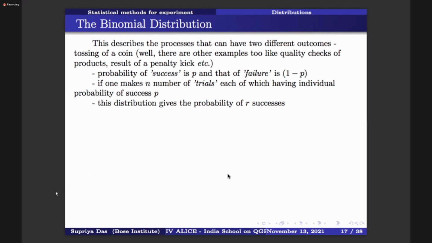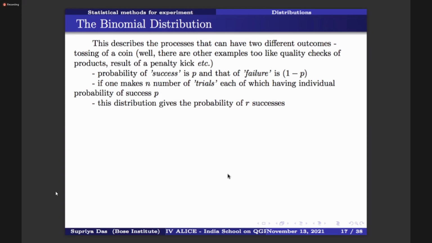The probability of success, for example, for a coin, you can say head is a success. For a quality check, you can say pass is a success. And for a penalty kick, you can say scoring a goal is a success. The probability of success is P. And that of failure is 1 minus P. Sometimes people write it as Q, but then you have another variable. Here you can deal with only P. So you can say 1 minus P because your total probability is 1. If the probability of success is P, then the probability of failure must be 1 minus P because you can have only two outcomes.